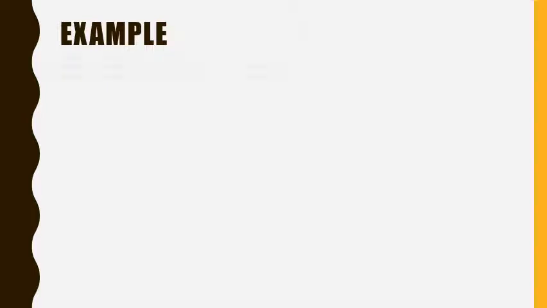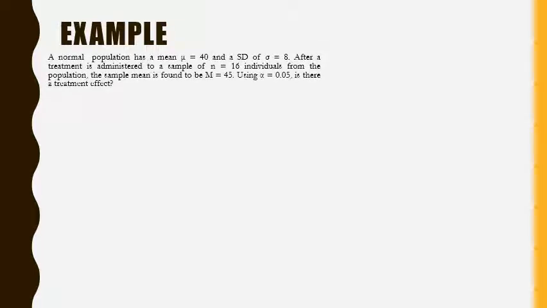Let's look at an example. A normal population has a mean of 40 and a standard deviation of 8. After a treatment is administered to a sample of n equals 16 individuals from the population, the sample mean is found to be M equals 45. Using an alpha level of 0.05, is there a treatment effect?